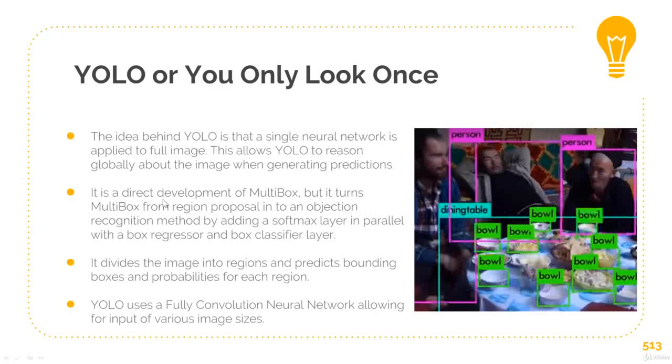It is a direct development of multibox, but it turns multibox from a region proposal into an object recognition method by adding a softmax layer in parallel with a box regressor and a box classifier layer. So it divides the image into regions and then predicts bounding boxes and probabilities for each region. YOLO uses a fully convolutional neural network, allowing for input of various image sizes. So that's pretty cool.